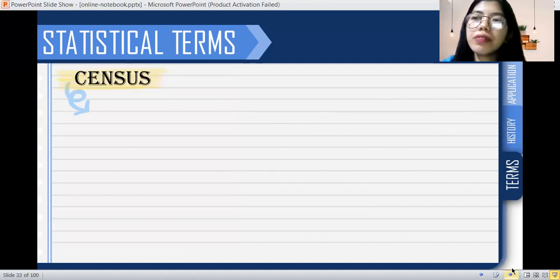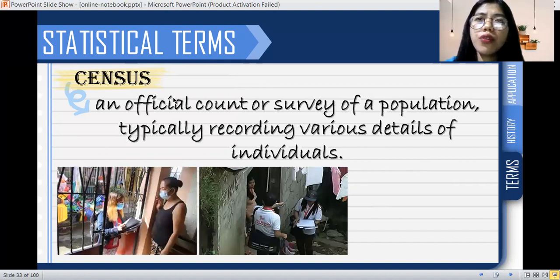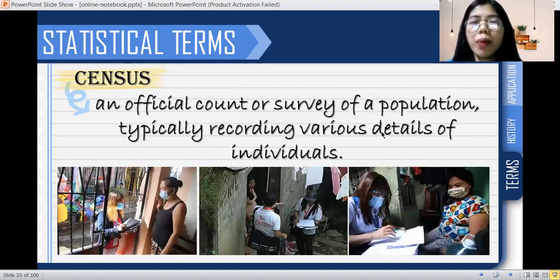Then, we also have the census. Census is an official count of or survey of a population, typically recording various details of individuals. Ayan po. Makikita natin sa ating mga pictures, or kahit na-experience natin sa mga bahay-bahay natin, meron tayong mga nagsa-census. Ayan po sila, nagtatanong po kung ilan yung mga members ng ating family, ilan yung monthly income natin, mga ganito, ganyan. At, ayun po yung nangyayari sa census.